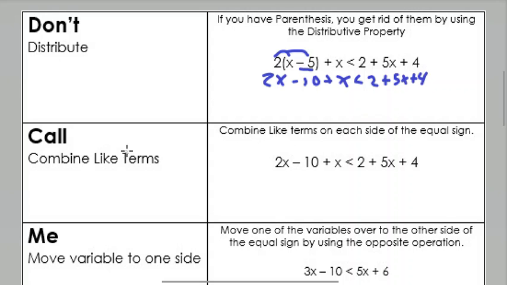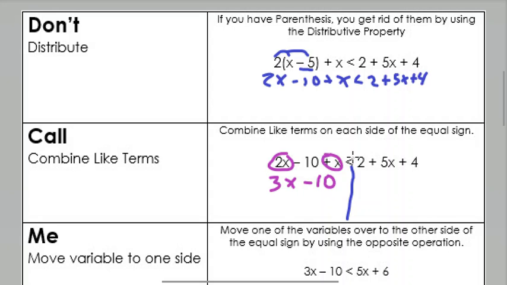So my next step, call. Call means combine like terms on each side of the equal sign. Well, we don't have an equal sign here, it's an inequality sign, I should say. So remember, I draw my wall, and I look on the left side of my wall. Can I combine anything on my left side? Well, I can combine this 2x and this x. 2x plus x will give me 3x. And then I can bring down that minus 10.